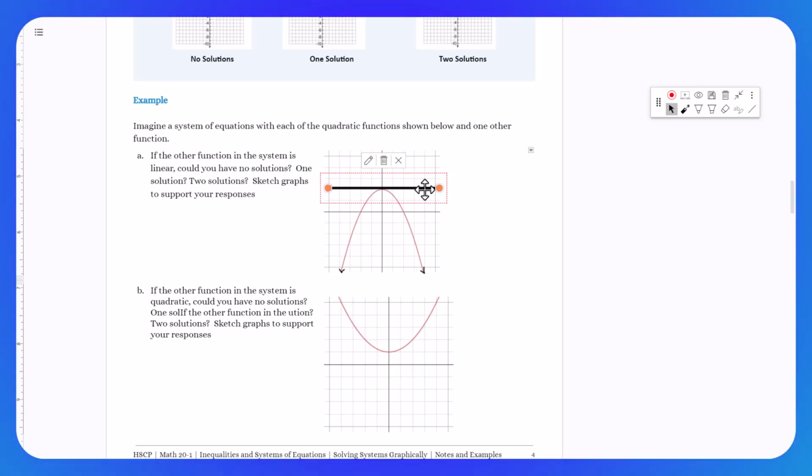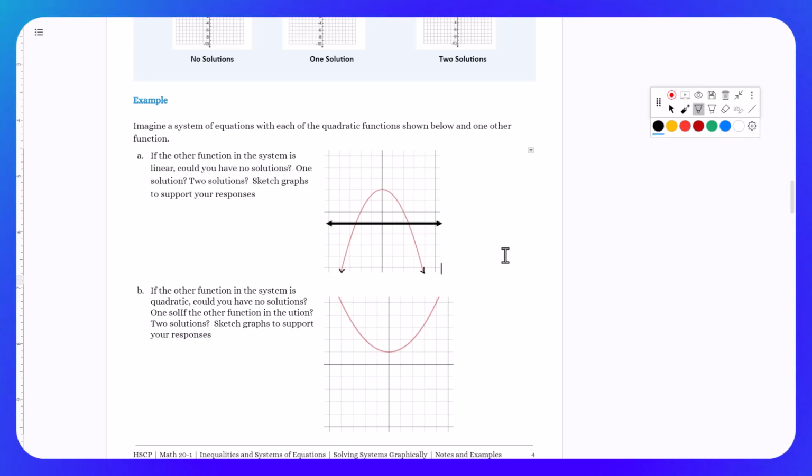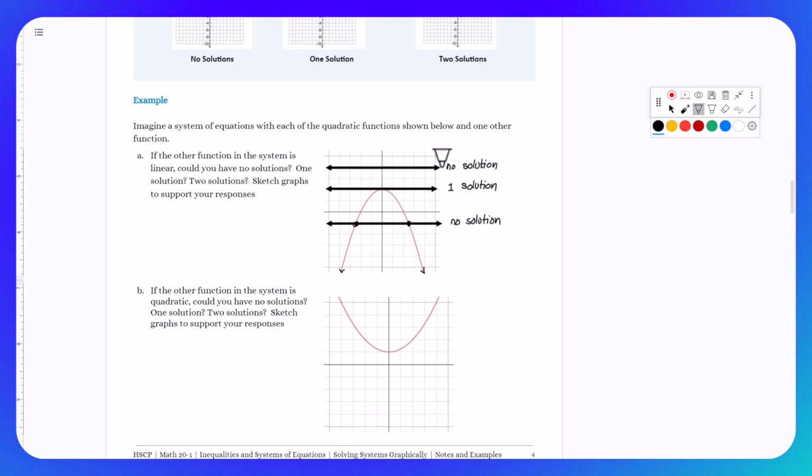But what if we took the graph and the line and moved it down a little further? Well, now we have two solutions because we have 2 places where it crosses. So in other words, if it doesn't touch, there's no solution. If it just touches, there's one solution. And if it crosses in 2 places, it's 2 solutions. Let's fix that up a little bit.